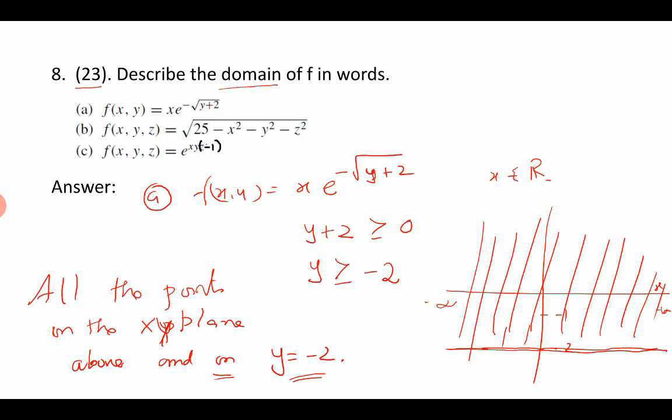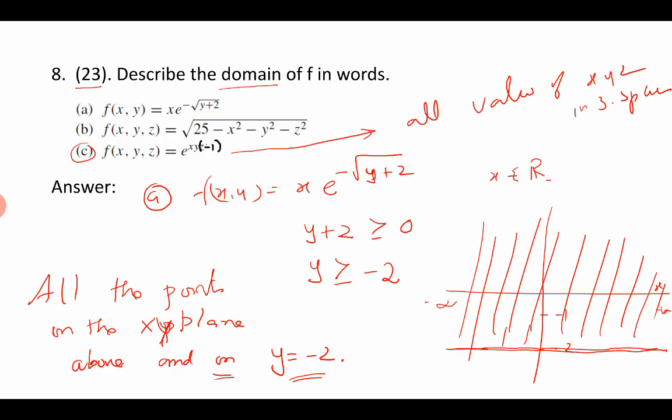Will you try problem number B just like the previous one? Because the function under the square root should be greater than or equal to 0. Just take it, it will be a sphere. You can try. In the case of C, there is nothing to worry. There is no square root, there is no ln, and there is no rational function. So you can simply write for all values of x, y, z in 3 space. So it's 3 dimensional, x, y, z can take any value.